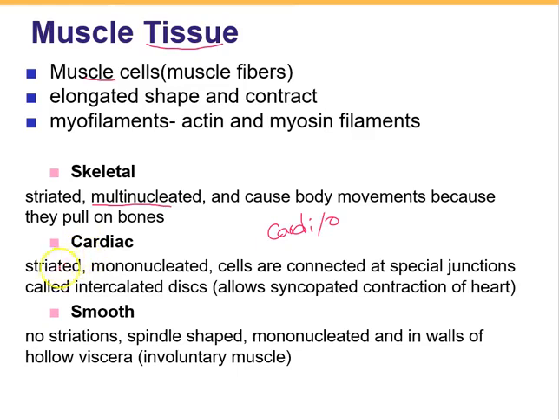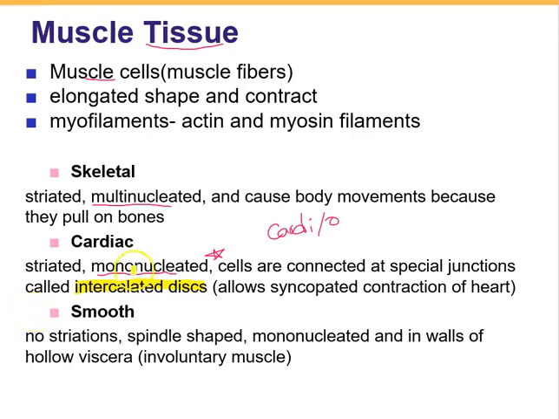Cardiac muscle tissue, if you look at it under the microscope, is also striated. But they have just one nucleus in their cytoplasm. So these are mononucleated cells. And the unique feature about the cardiac muscles is that the cells are connected to each other through special junctions, which are called intercalated discs. So the intercalated disc is only found in our cardiac muscle tissue between the cardiac muscle cells, and it shows that these cells are connected to each other.